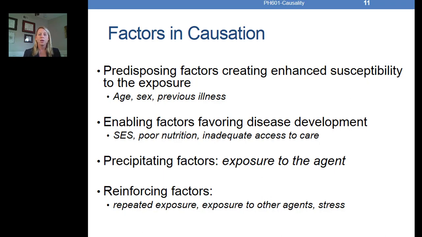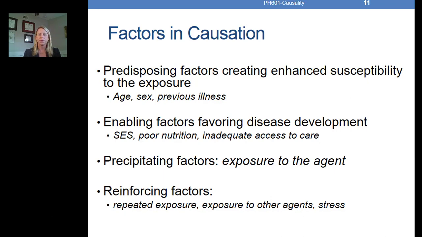Another type of factor in causation is an enabling factor, and these are factors that essentially favor the development of the disease. An instance would be poor nutrition. That itself is an enabling factor. Given another predisposing factor or risk factor, one's nutritional status may enhance or increase the overall risk of developing a disease, as well as inadequate access to care, right? So having a risk factor for the potential for developing a disease, whether or not we have the access to intervene and treat or minimize the severity of that outcome can vary, right, depending on the level of care that one has access to.